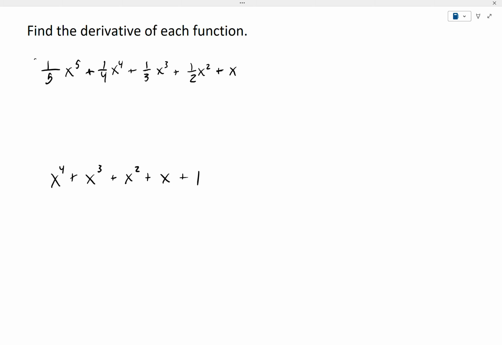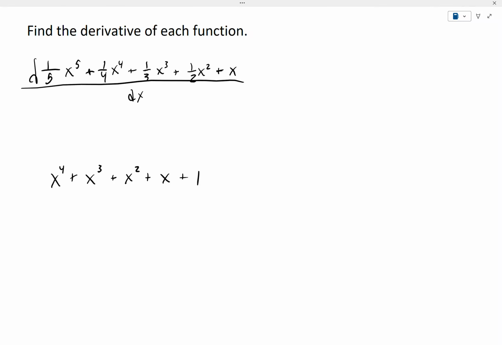Well, first of all, we're taking the derivative of the whole thing, but you could just think of that as we're using the sum rule. We're going to be taking the individual derivative of each term. That's all that the sum rule says. So we're looking at the derivative now of each individual term.